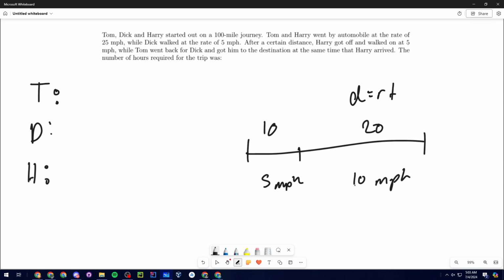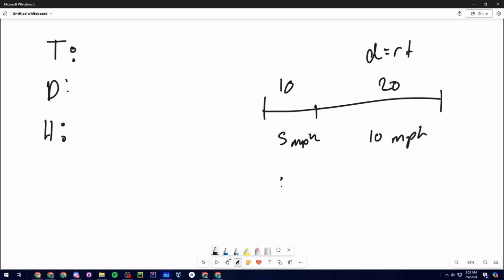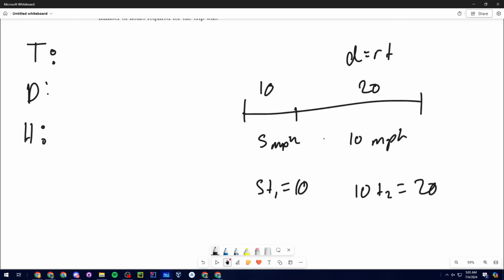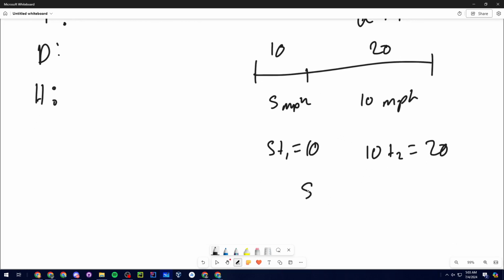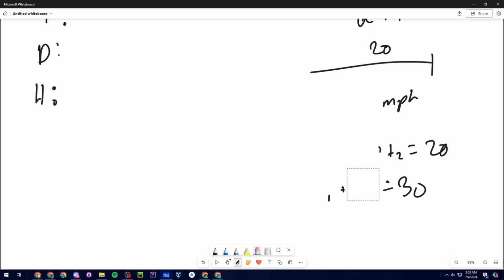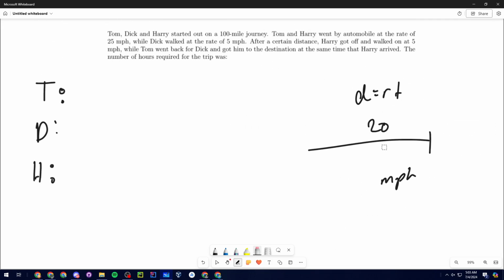If I want to find the total time it took me, it'll just be 5t1, which is equal to 10, and 10t2, which is equal to 20, right? And then you can also represent it as the total time 5t1 plus 5t2 is equal to 30, right? That all makes sense. So using that principle, let's start problem solving.